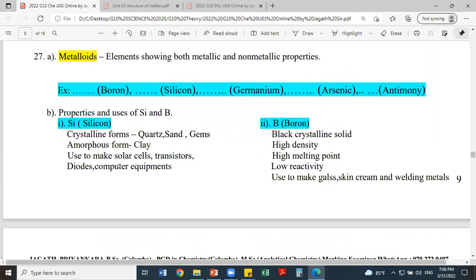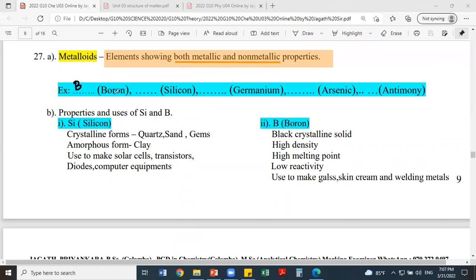Metalloids, in Sinhala we call it loha. What are metalloids? Elements showing both metallic and non-metallic properties. Very important. Properties of both metals and non-metals. These are called metalloids. There are 5 metalloids in your syllabus. Those 5 you have to remember. Even MCQs they can ask.